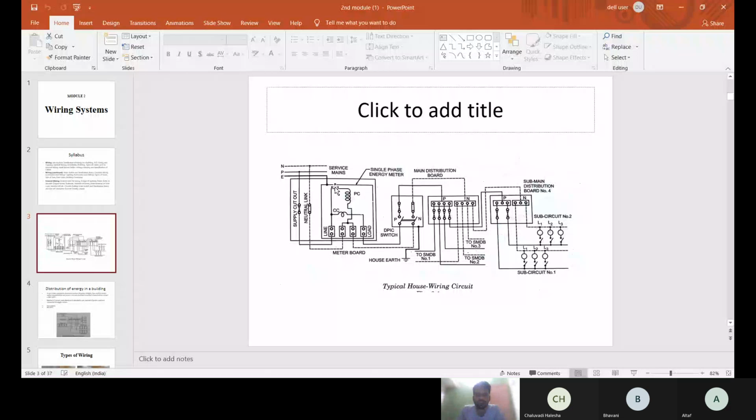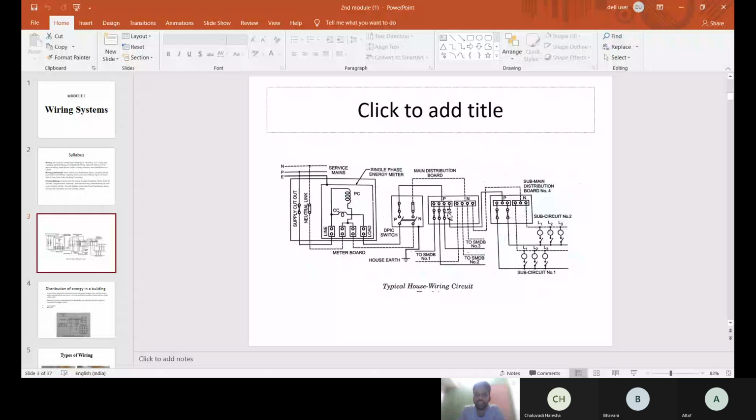So in this typical distribution wiring system, this is the meter board. From the service mains, the main wires come to the distribution meter board, that is the energy meter board, and from the energy meter board, the lines go to the DPIC switches, that is double pole iron clad switches. From the DPIC switches, the supply goes to the switches, normally SPST switches or SPDT switches.